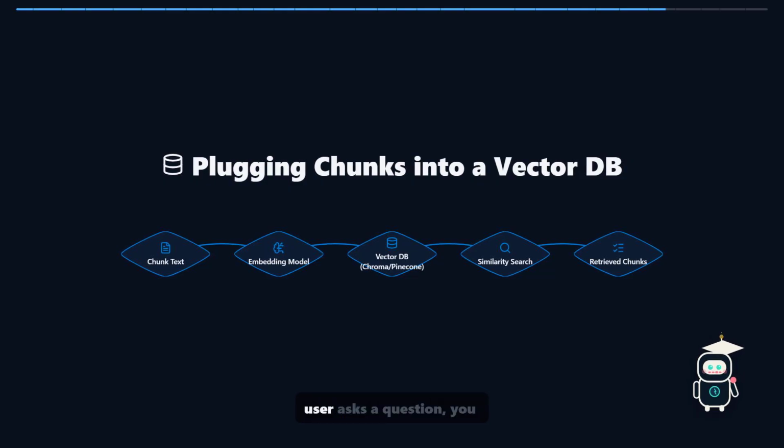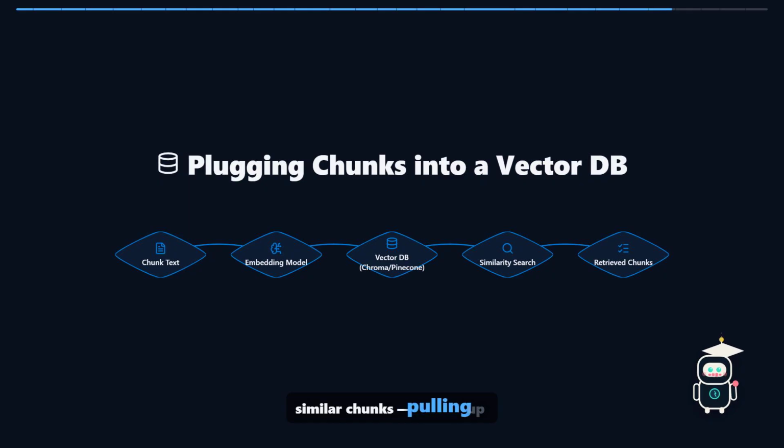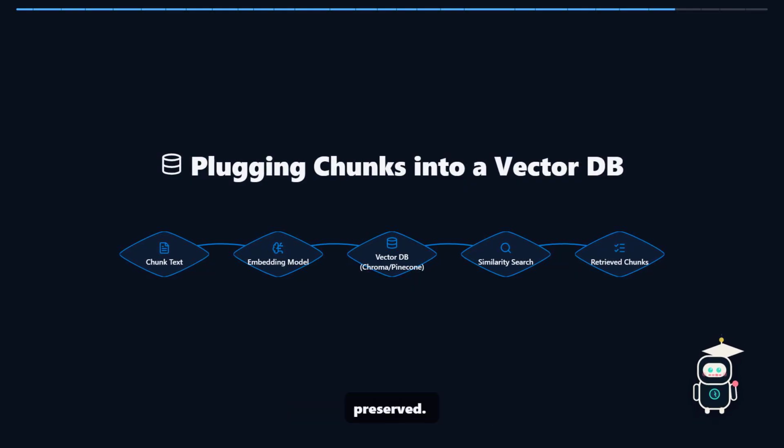Later, when a user asks a question, you embed that question the same way, and the vector DB searches for the nearest neighbors, meaning the most semantically similar chunks, pulling up everything you stored earlier. One row, one chunk, all context preserved.